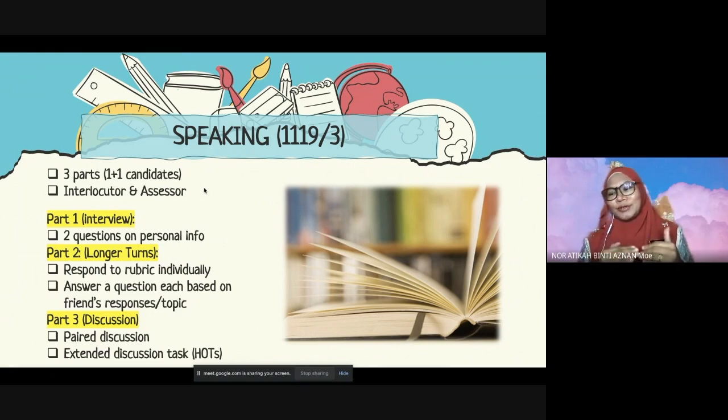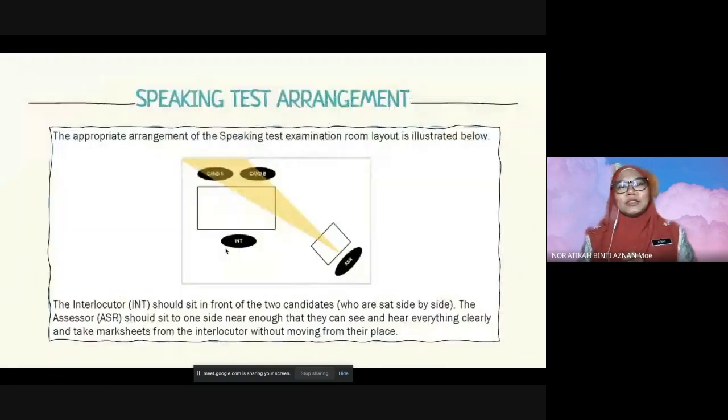Before that, you can see here the first one is the easiest part. In Part Two, you will go further, it takes a longer time, and there will be more questions asked. And then Part Three, a discussion, the topic will be on a more serious or more challenging issue. So, speaking test arrangement: the appropriate arrangement of the speaking test examination room layout is illustrated below.